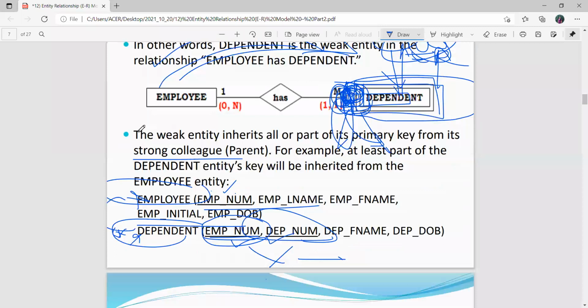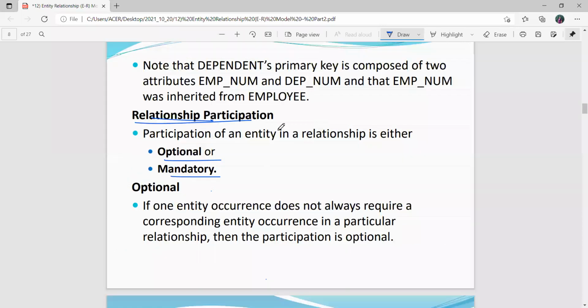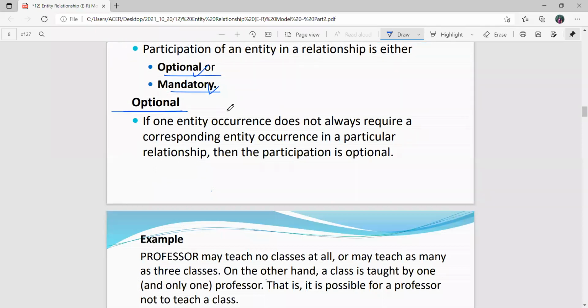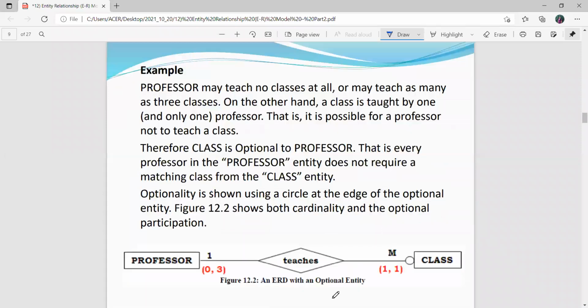Then let's discuss the relationship participation. There are two types, optional and mandatory. When we consider optional participation, if one entity occurrence does not require a corresponding entity occurrence in a particular relationship, then the participation is optional. As an example, let's take professor and class. A professor teaches classes. In this case, a professor may teach no classes at all.